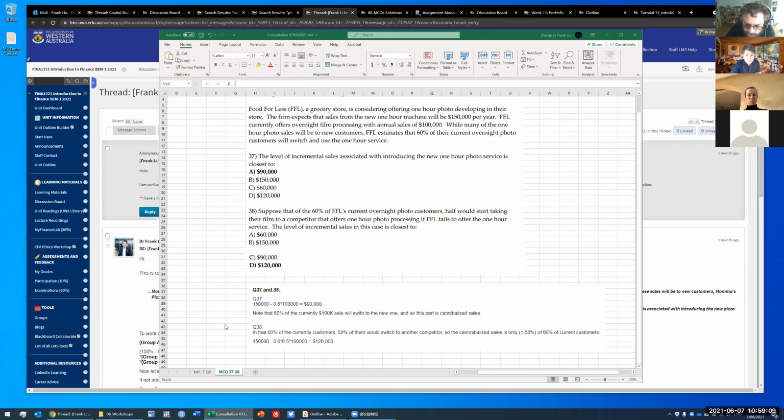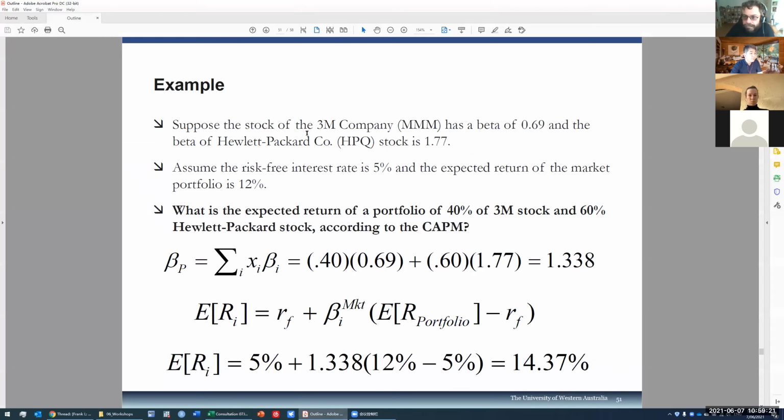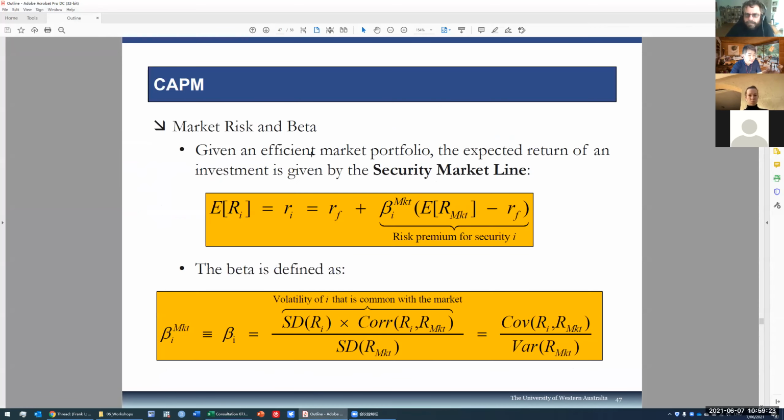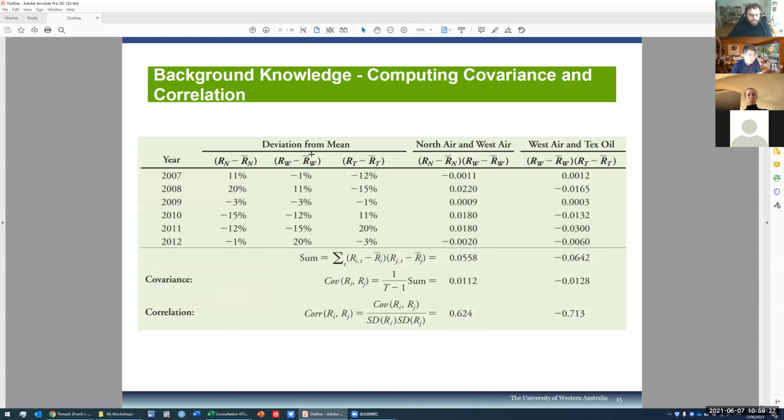Could you show us just a quick equation on the Excel spreadsheet, Frank, in regard to correlation, covariance, how to measure it? Well, I could show you in the slide. Let's just move to the relevant slide. This one actually gives you a demonstration of how you calculate covariance and correlation.